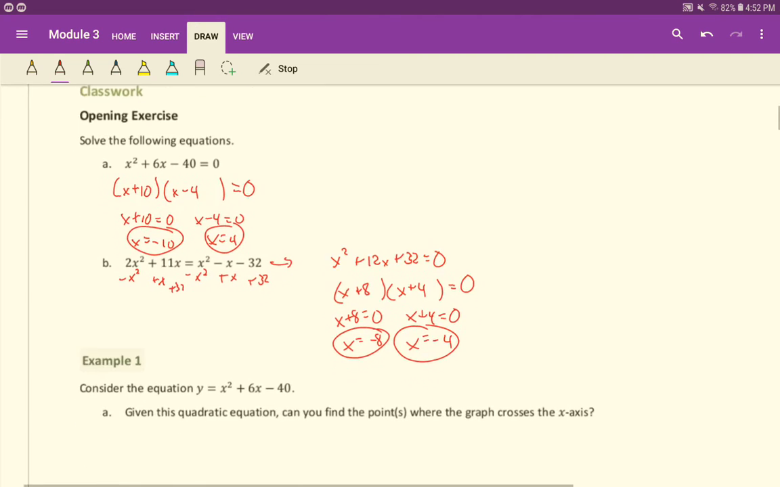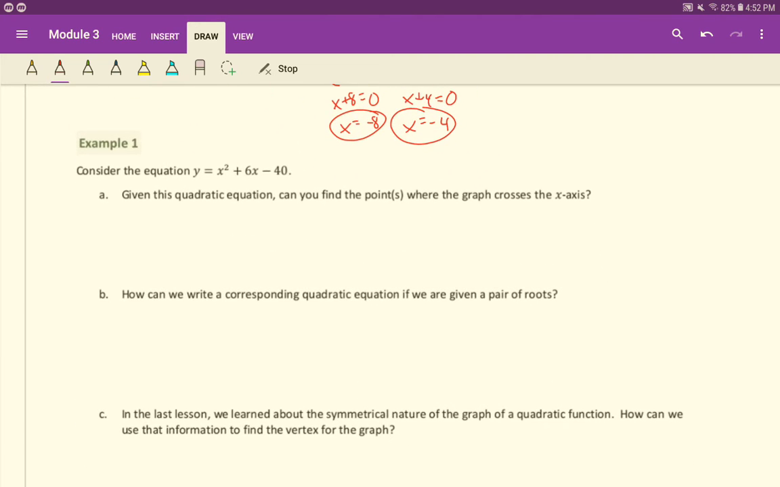Let's continue on. So now let's take a look at what we're actually looking to study in this lesson. So consider the equation y equals x squared plus 6x minus 40. Given this quadratic equation, can you find the points where the graph crosses the x-axis?